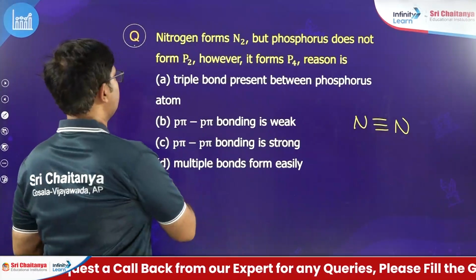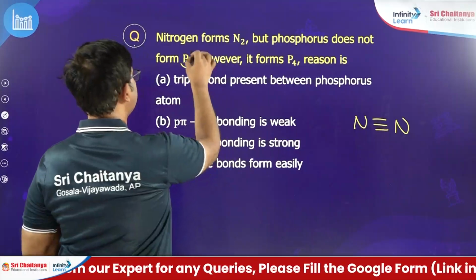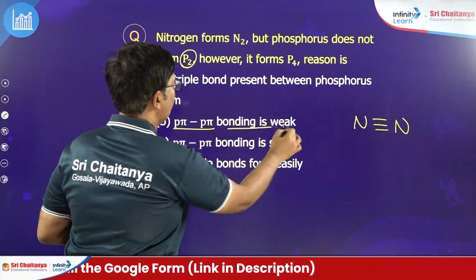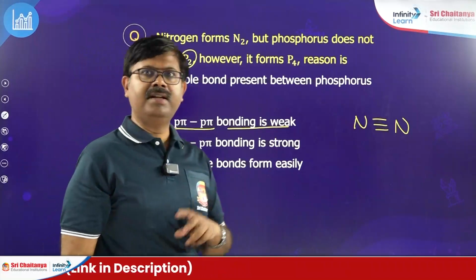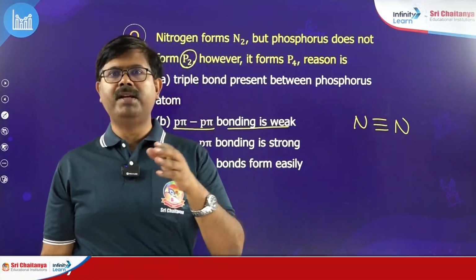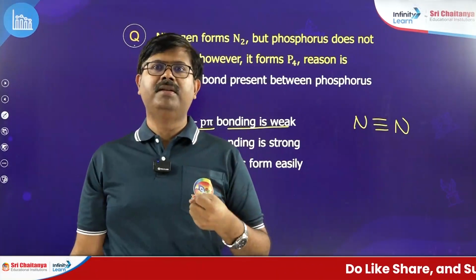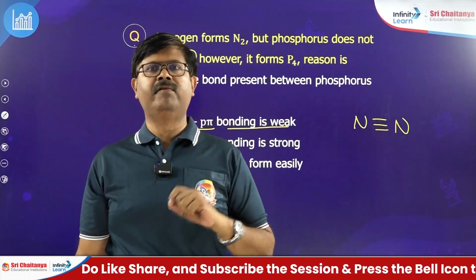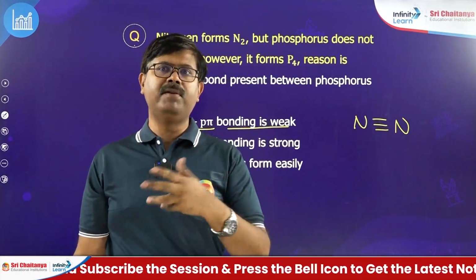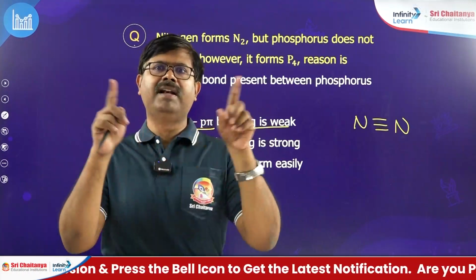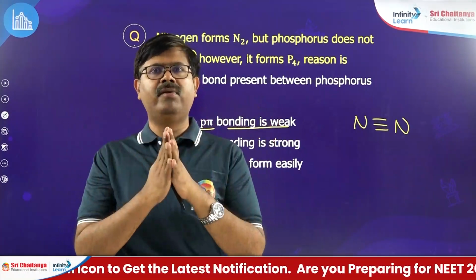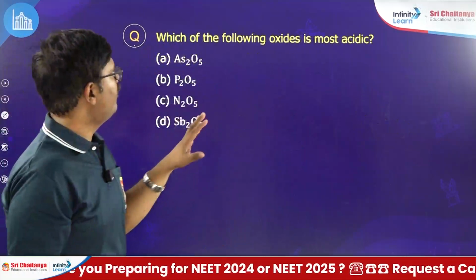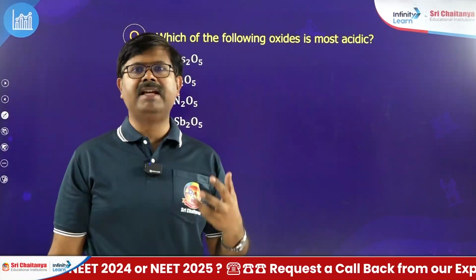Therefore, if you see, in phosphorus case, why is it not forming P2? Because the p-pi bond is weak in case of phosphorus. In case of nitrogen, 2p overlap is very good, therefore the pi bond is strong there because size is small for the 2p. Whereas in phosphorus, 3p overlap has to take place and large size orbitals cannot effectively overlap, that's why weak bond.